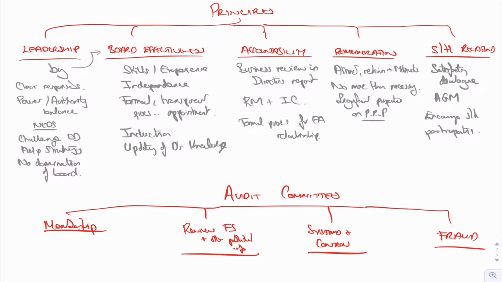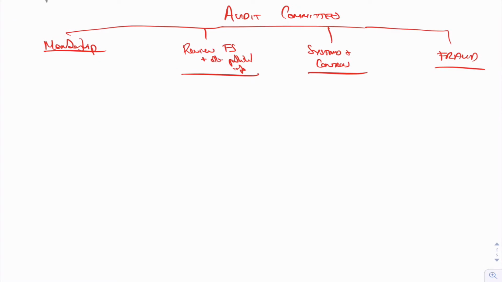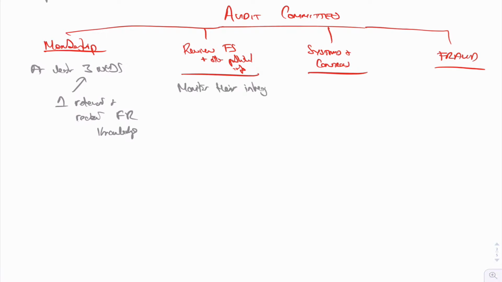Okay, moving on then to audit committees. Membership. In the UK, we have this thing where it's at least 3 NEDs, and one of them must have relevant and recent FR knowledge. So relevant and recent FR knowledge. But obviously, ideally you're looking for all the audit committee really to be non-executive directors. The audit committee should review the financial statements and any other published information. Okay, and what they're trying to do when they're reviewing it is ask, is it true? Is it fair? Does it show integrity? Monitor the financial statements' integrity.